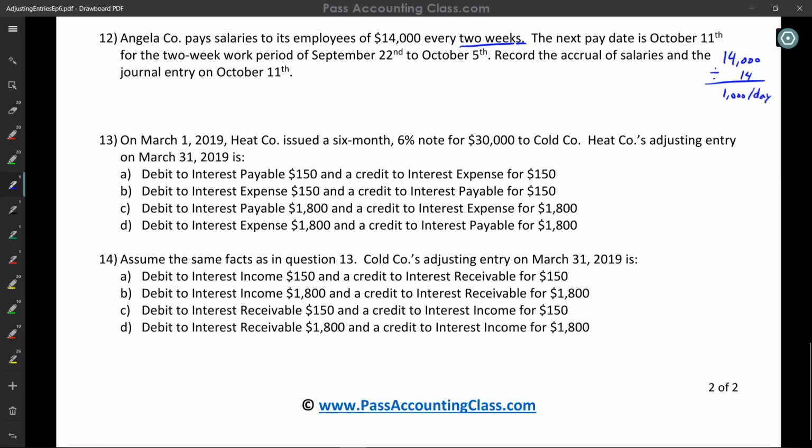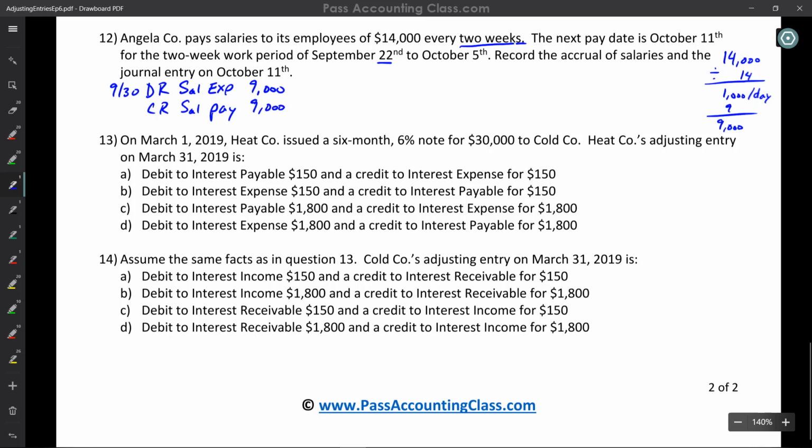Next, I'm going to count from September 22nd to September 30th. That's 9 days. I'll multiply the 9 by the $1,000 per day. That leaves me with $9,000. That $9,000 represents the amount we need to accrue for salaries for September. So I'm going to do the journal entry here. I've got 9/30, that's September 30th. I'm going to debit salaries expense for that $9,000, so we recognize the expense in September. We're not going to pay it yet, so we're going to credit salaries payable, and that's for the $9,000.